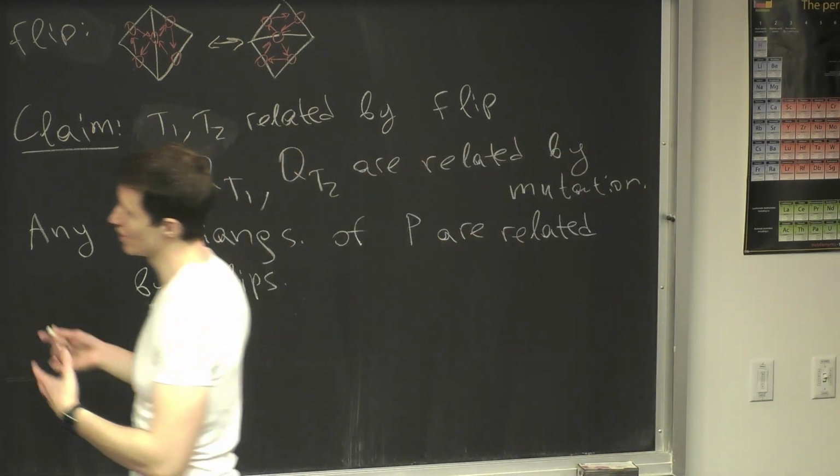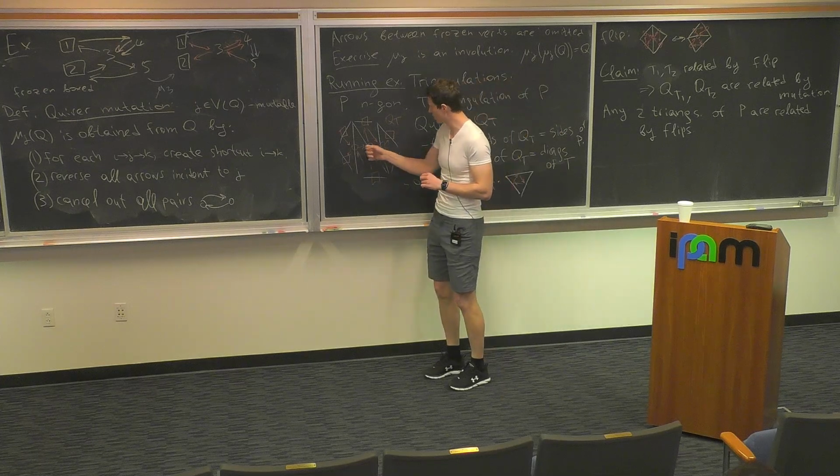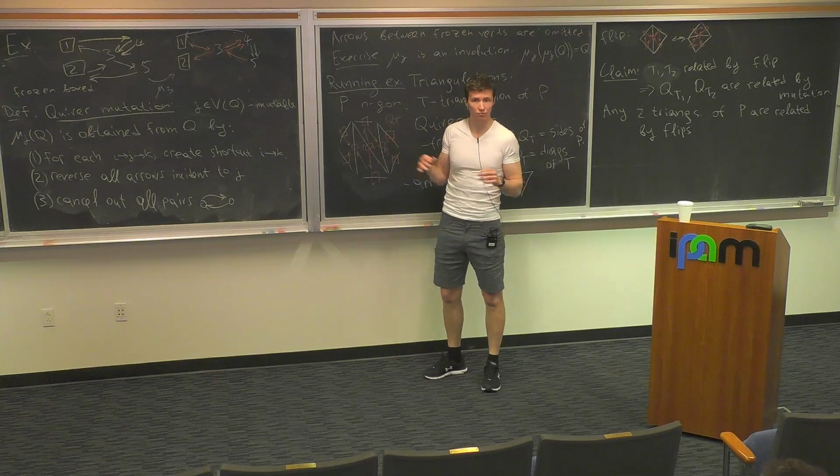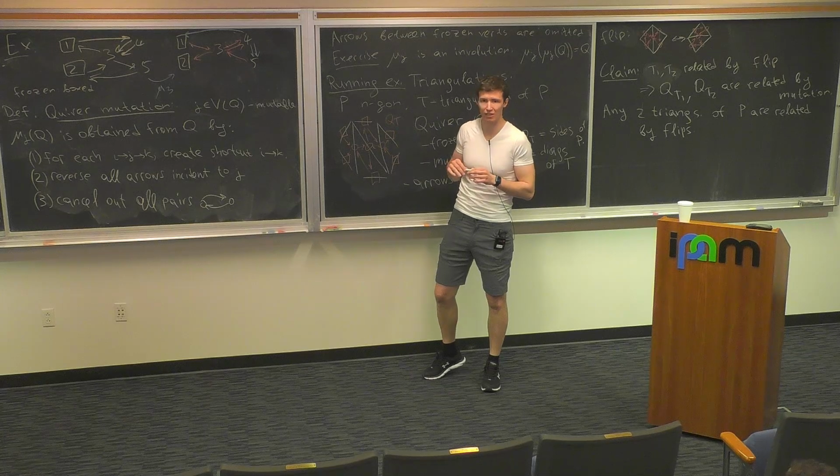So the conclusion is that if you start with one of those quivers and you mutate in any possible way, you get finitely many quivers, right? Because they're all going to correspond to triangulations, of which there are Catalan many.